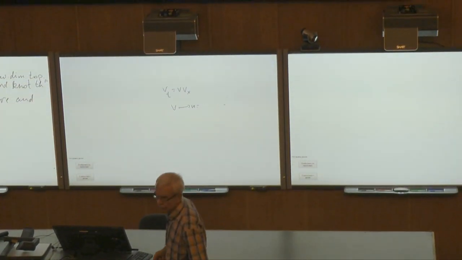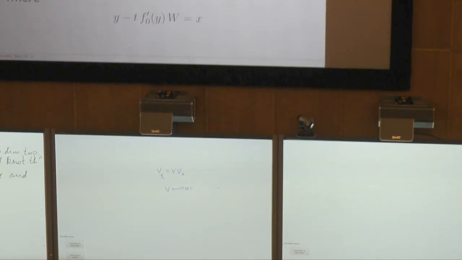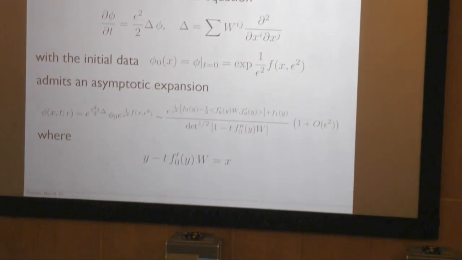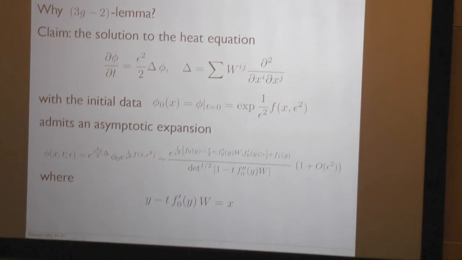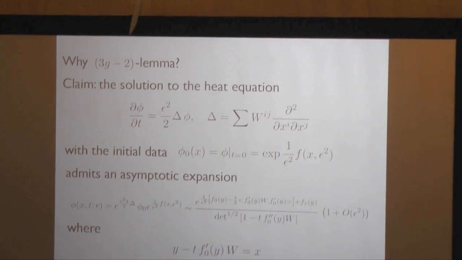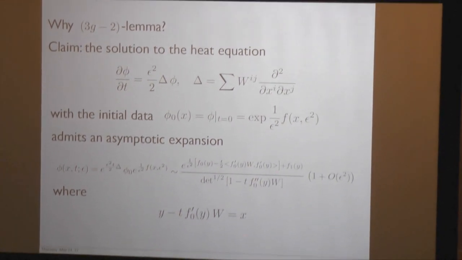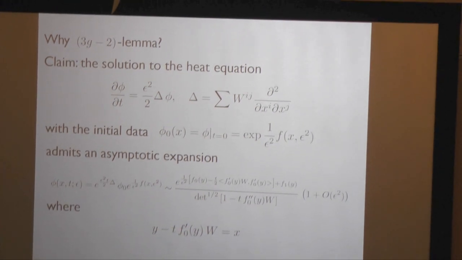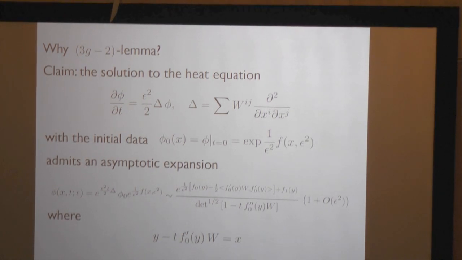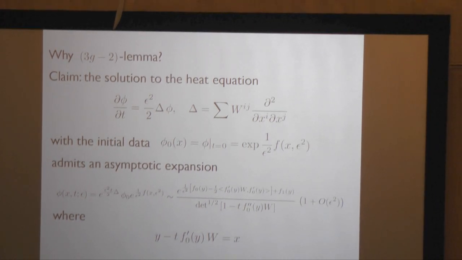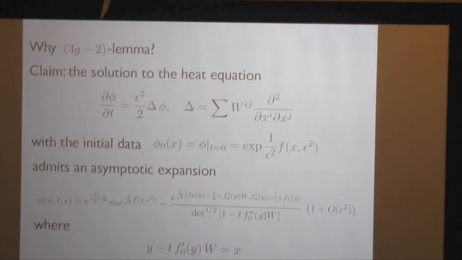Then the following formula is crucial in justifying the 3g minus 2 lemma. It says that the solution to this parabolic equation with such type of initial data has the following asymptotic expansion, where one has to replace the variable x by the new variable y that is related in such a case. Using this asymptotic expansion, one can easily prove that the function log tau we construct in this way does admit this 3g minus 2 expansion. Then we can perform all the tricks and produce an integrable hierarchy of topological type.